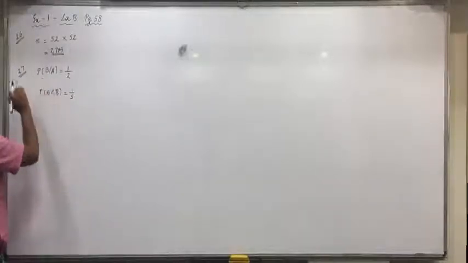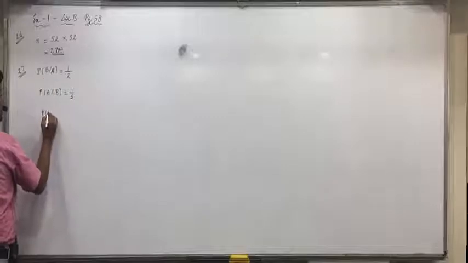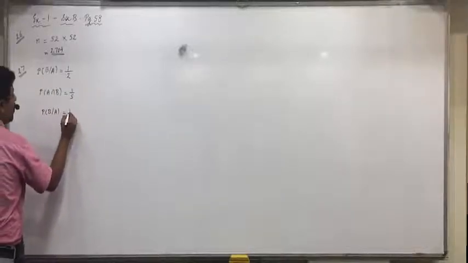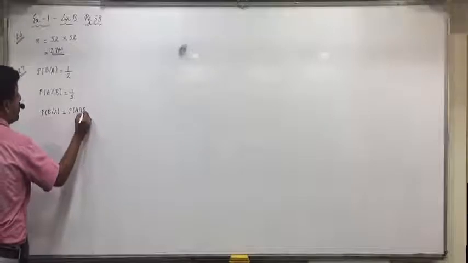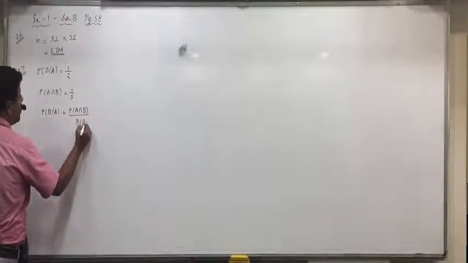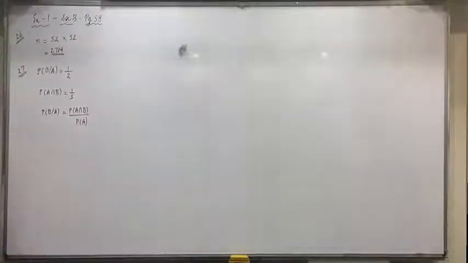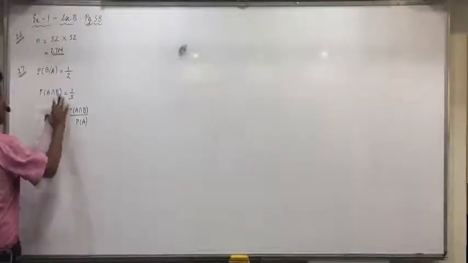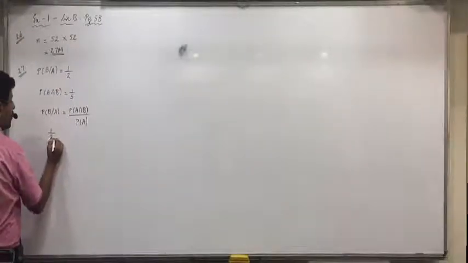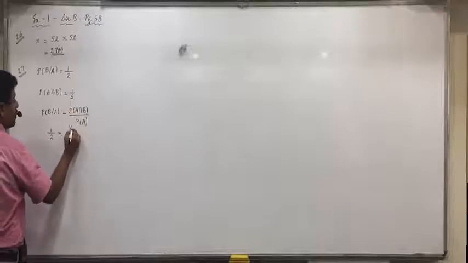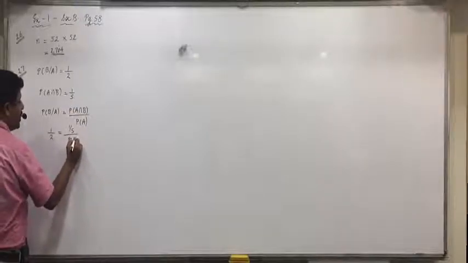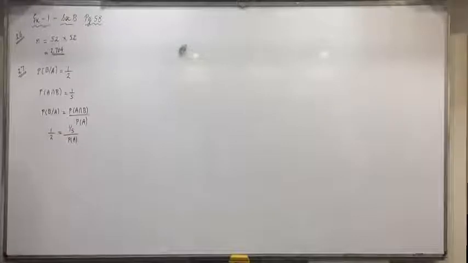First of all, let's tell the formula of B given A. What is the formula of B given A? P of A intersection B upon P of A. So can we obtain P(A) from this? What is B given A? 1 by 2. What is A intersection B? 1 by 5 upon P(A). Rushil, what next? 1 by 2 into 1 by 5.